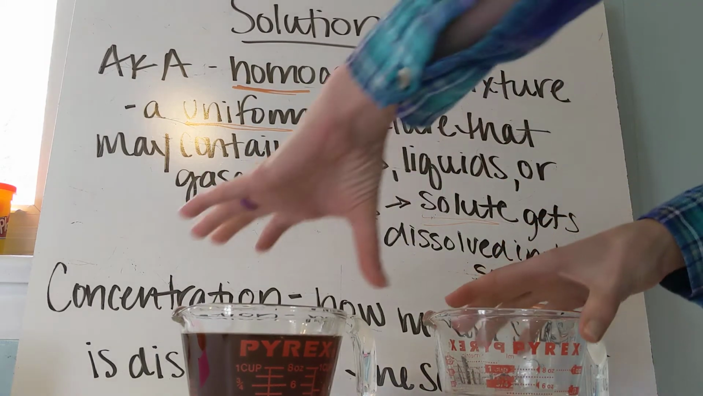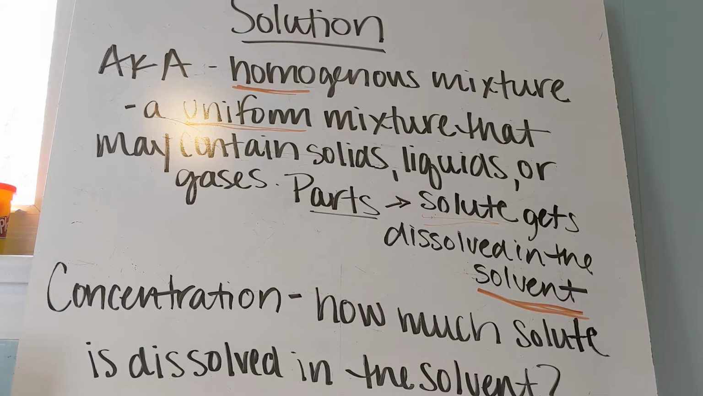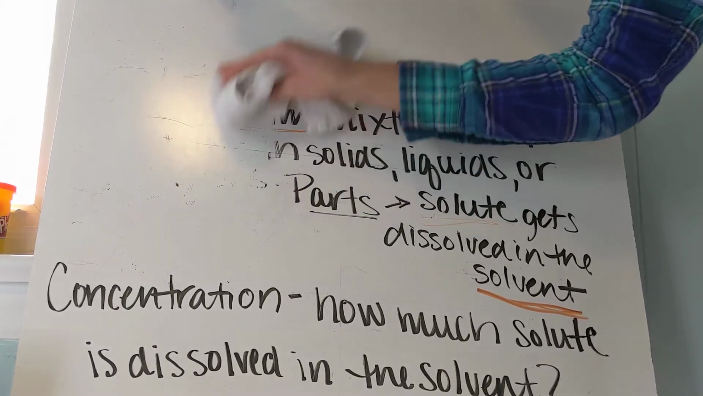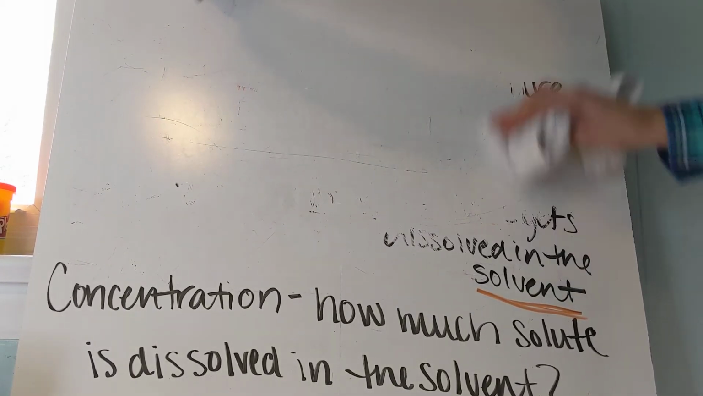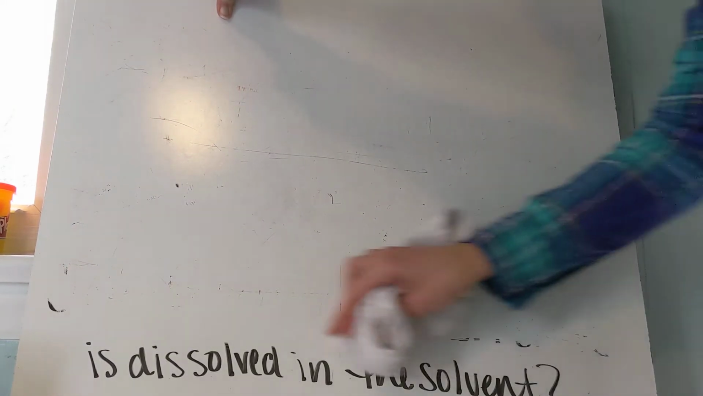So we're talking about how much, again, solute is dissolved in the solvent. So before, we had a lot of coffee dissolved in the solvent water. Now we don't have as much. So the first way we're going to talk about measuring concentration are two that go together. They are percent by mass and percent by volume.